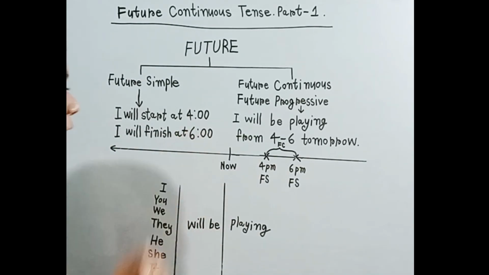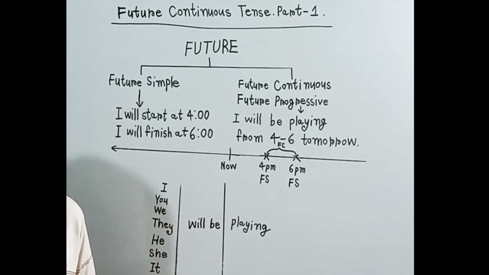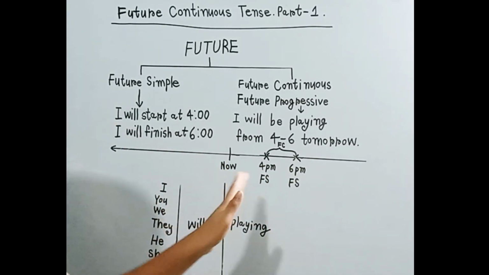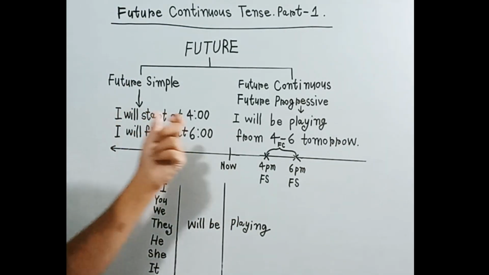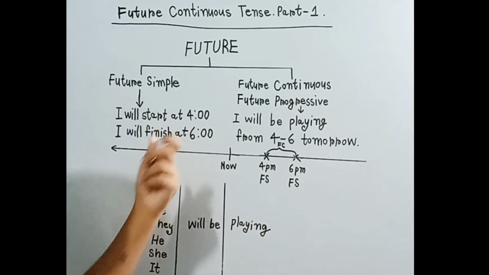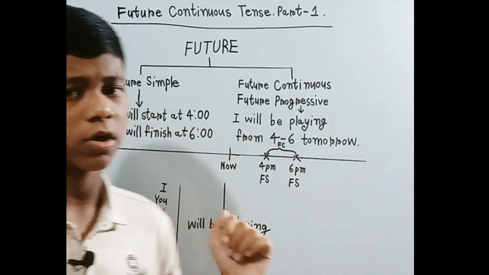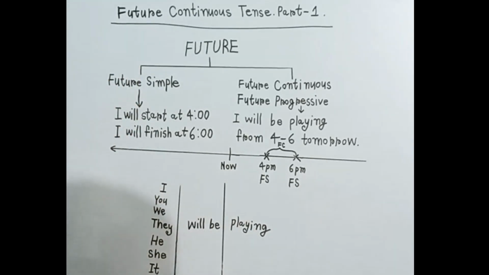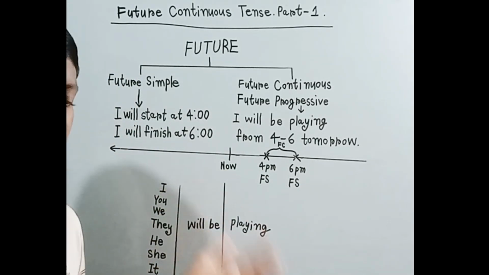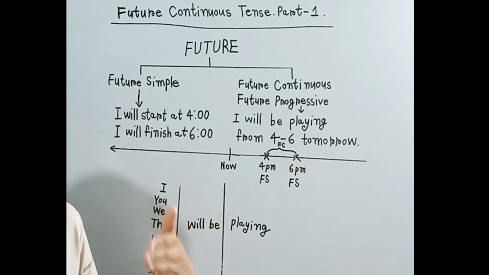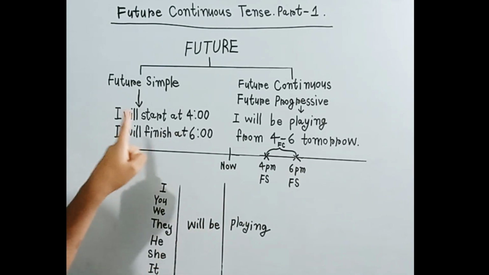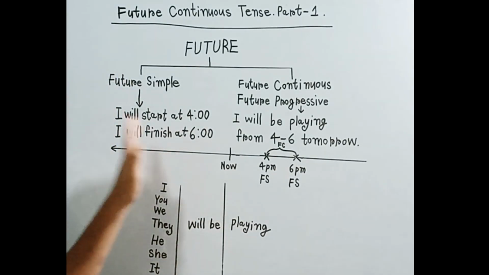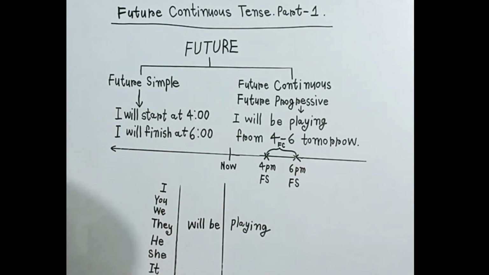And I will finish at 6. So you will finish your playing at 6. These are both future. You will start from 4 and you will finish at 6. It indicates the future. You can't keep starting your playing, but it simply indicates the general future. I will start at 4, at a specific time, and you will end at 6.